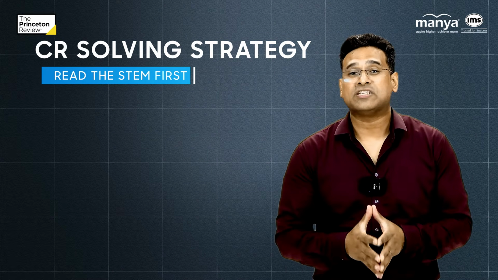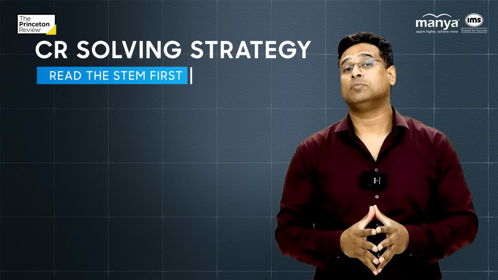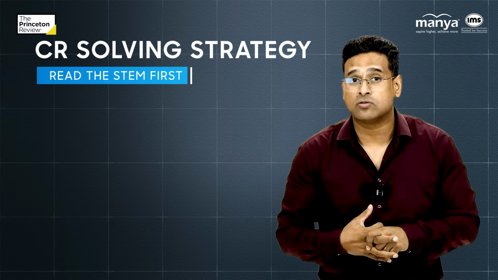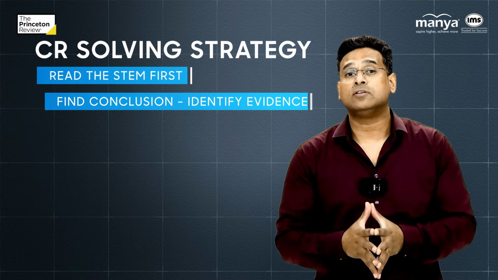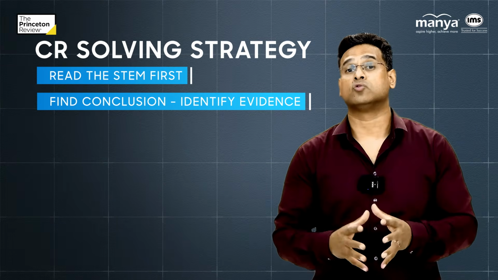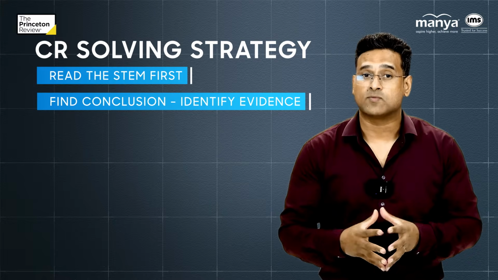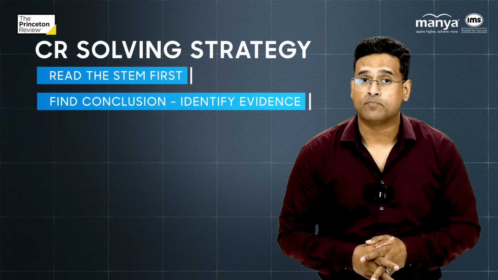So what's the best approach to tackle these questions? First, read the question stem carefully to determine exactly what you're being asked to do. Strengthen, weaken, find an assumption, or some other such thing. Second, read the stimulus and identify the conclusion of the argument. Break down the evidence or premises provided. What facts is the author using to support their conclusion?